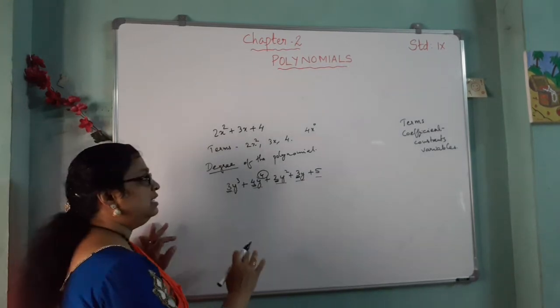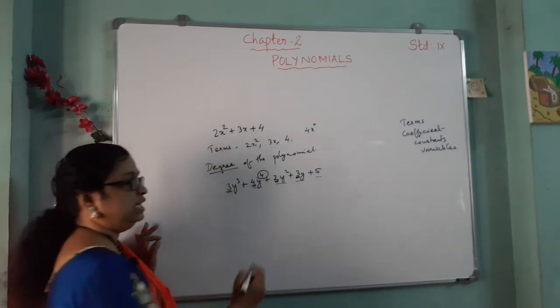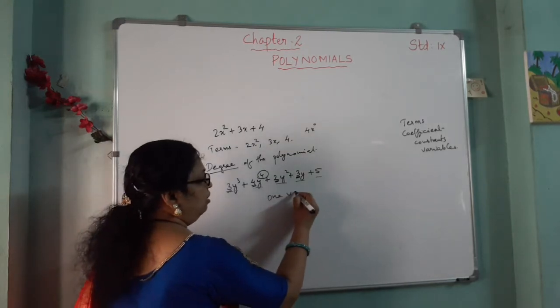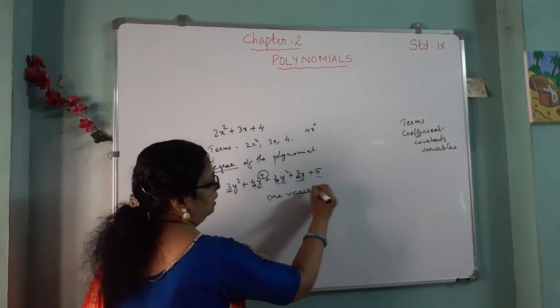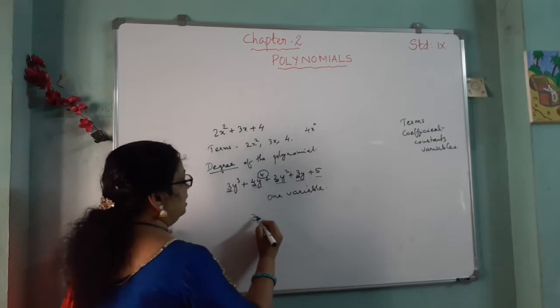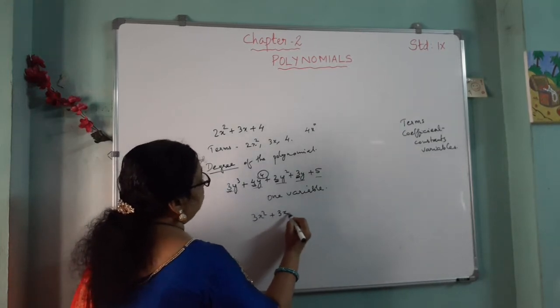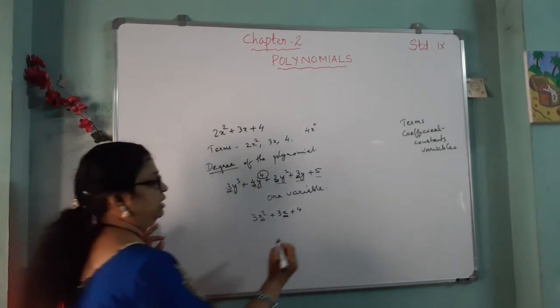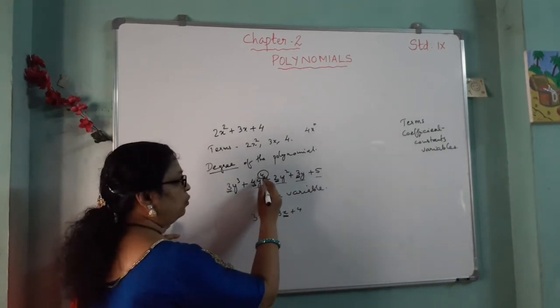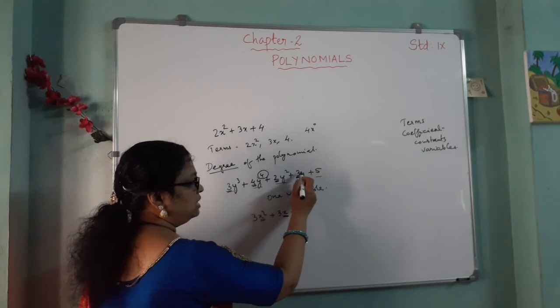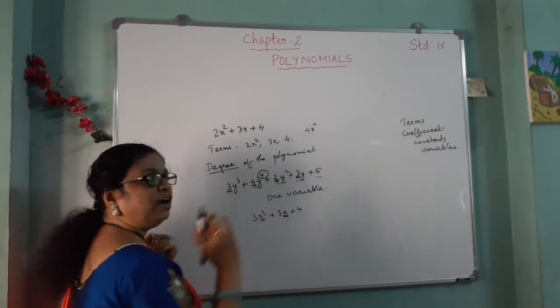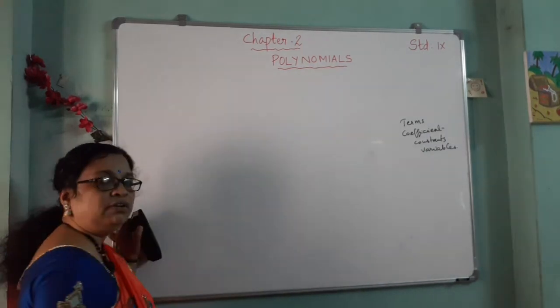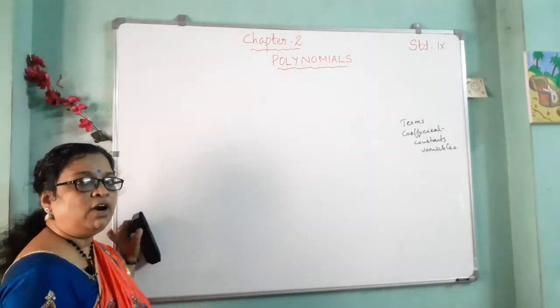Okay. In this lesson, we will study the polynomials in one variable. Polynomials in one variable. That is 3x square plus 3x plus 4. Here only this variable is x, only one variable. Here 3y cube plus 4y raised to 4 plus 2y square plus 3y plus 5. Here also one variable, that is y. Here we will study a polynomial in one variable.